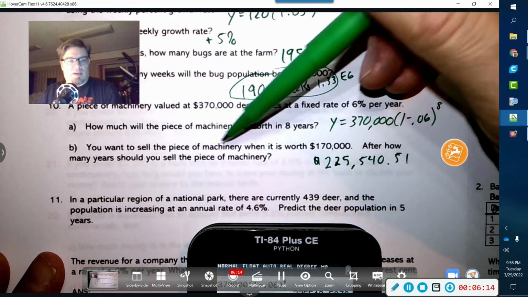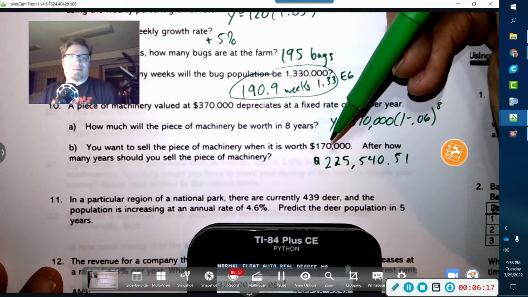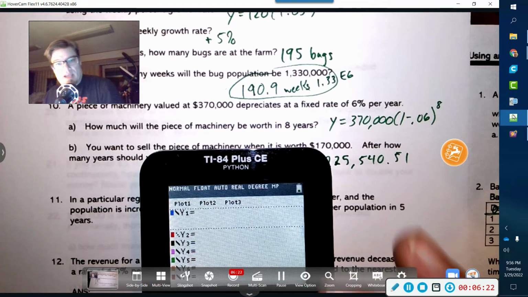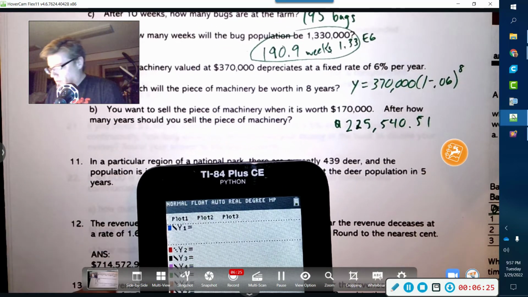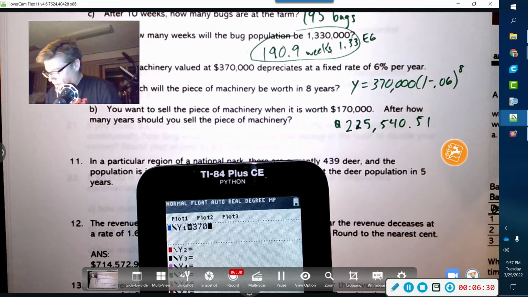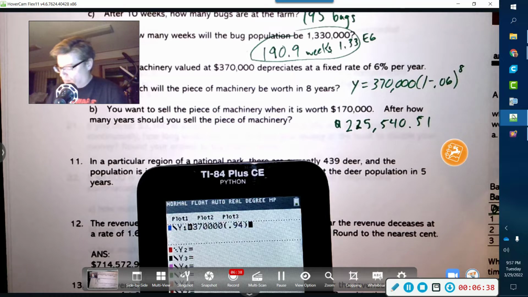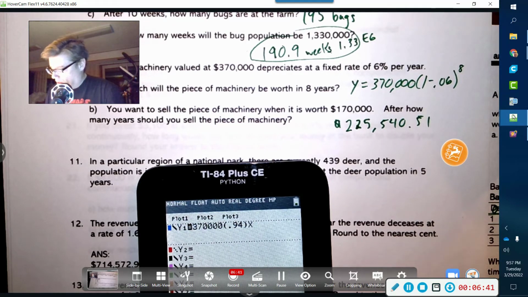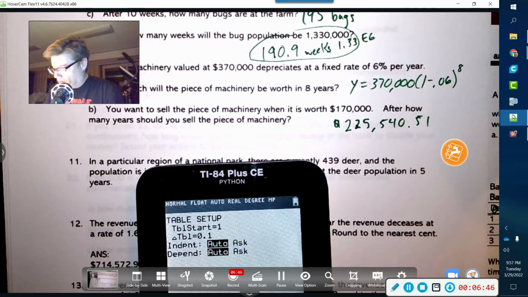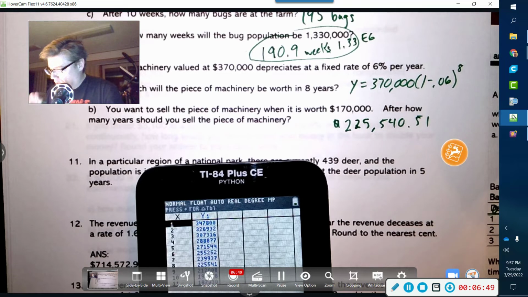B says you want to sell it when it's worth $170,000. So how many years should you wait? Okay, well, let's go to y equals. We want to go to the table and we want to figure out when it equals 170. So we're in that drill mode here. Grab the model, 370. Now I'm just going to subtract that. That's 0.94 because after each time period it has 94% left of it. And we want to raise that to the x power. So now we go to set table. Let's go back to 1 and we're going to go up by 1. Okay, and we are looking for 170.